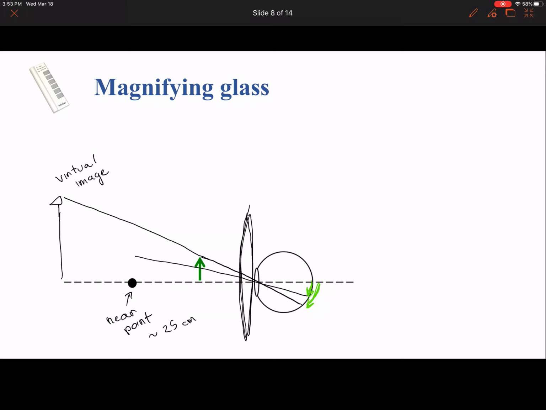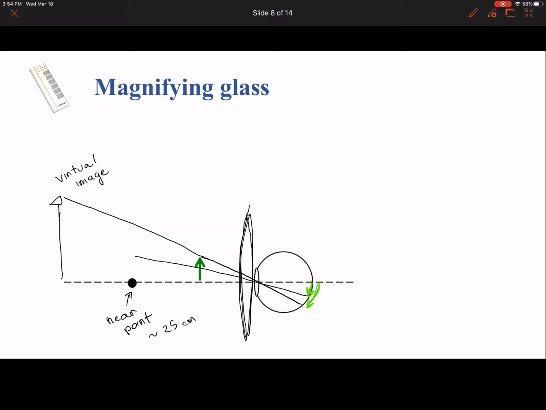I essentially can bring it close, and I use the lens to move it further away so I can actually focus on it. Bringing it close means I increase the angle that it takes up on my retina. What the magnifying glass does, this converging lens, will create a virtual image far enough away that I can actually focus on the thing. Typically very, very far away. So I can relax my eye and focus on this distant image.